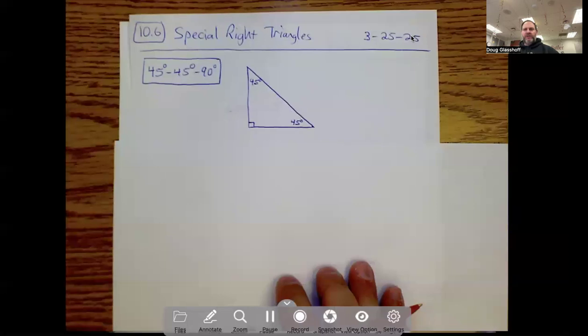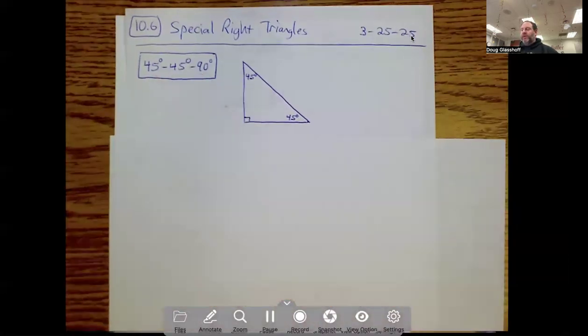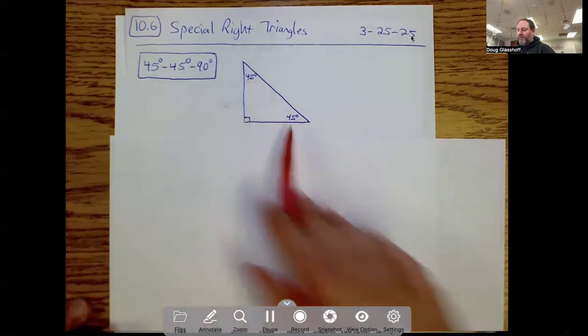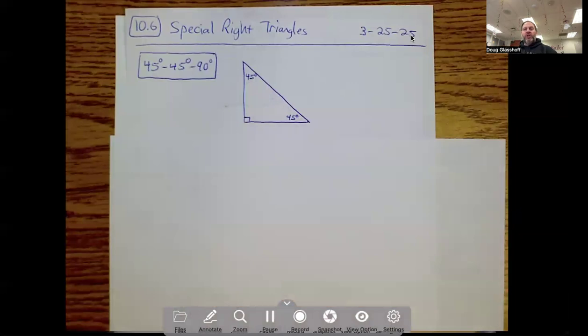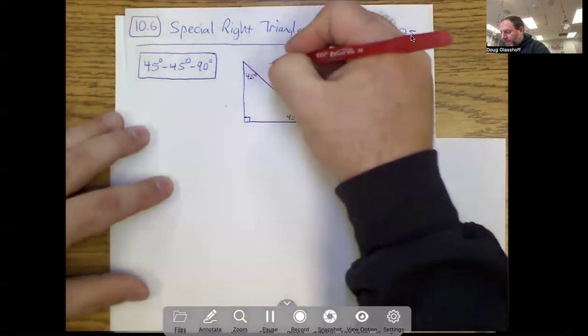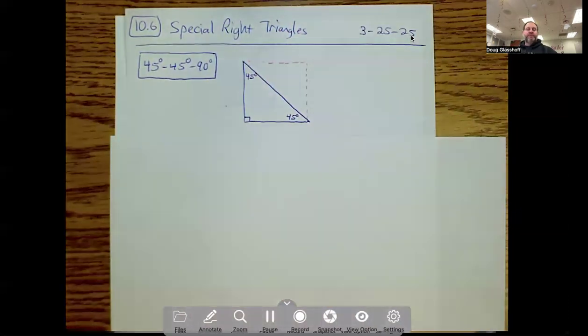Okay. So the first thing we're going to notice here with this 45, 45, 90 triangle, it's not a real creative name. It's just based off the names of the angles. So we have a right triangle, so obviously we have a 90-degree angle. We have 45 and 45. What makes this one special is if I extend this out, it's just half of a square.